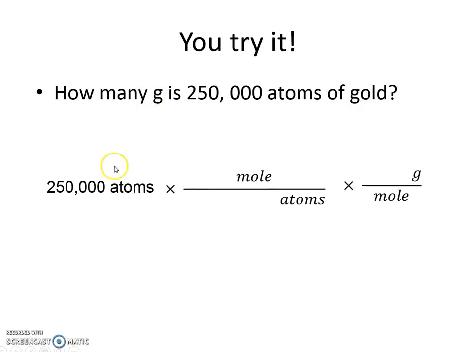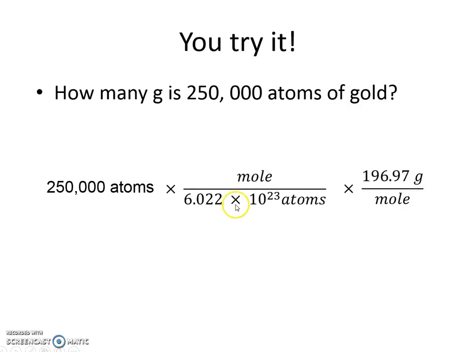How many grams is 250,000 atoms of gold? Here you might have struggled a little bit because you were saying, I don't know how many atoms are in a gram. So what we have to do is use the relationship that we know. We go atoms to mole. We know a relationship there. And then we go from mole to gram because we know a relationship there.